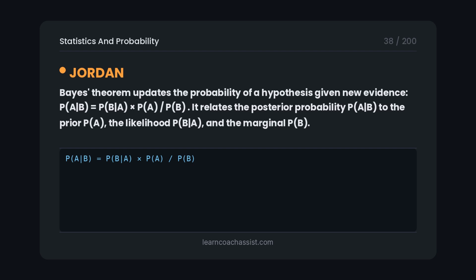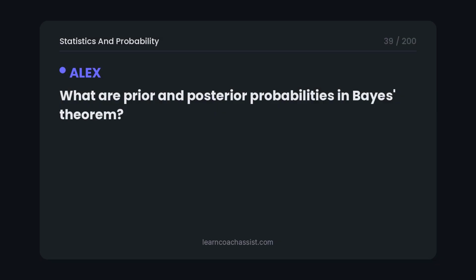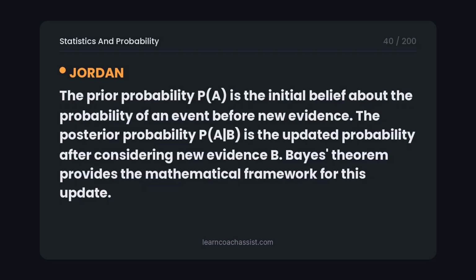marginal P(B). What are prior and posterior probabilities in Bayes' theorem? The prior probability P(A) is the initial belief about the probability of an event before new evidence. The posterior probability P(A|B) is the updated probability after considering new evidence B. Bayes' theorem provides the mathematical framework for this update.